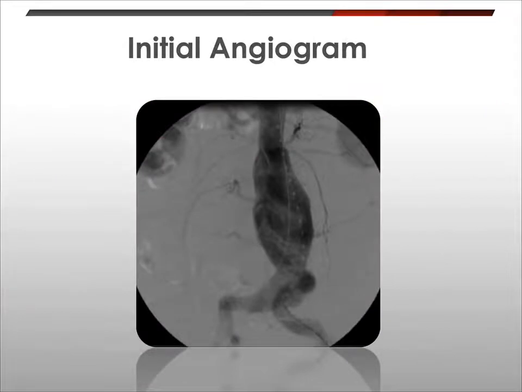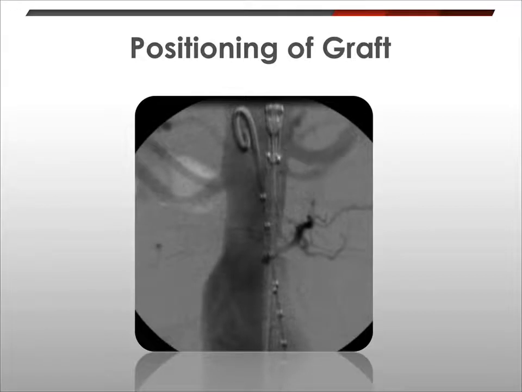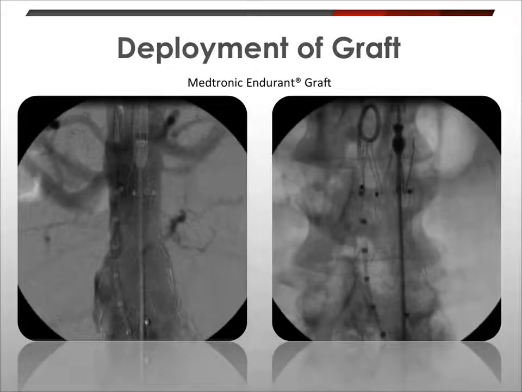The next slide here shows the aneurysm itself with the nice neck above, somewhat tortuous iliacs. This next slide shows the 2 centimeter neck below that right renal, which looks very straightforward, no significant stenosis on angio, but we've already confirmed that with intravascular ultrasound. The next slide shows the deployment of the Endurant device just below the renal arteries.